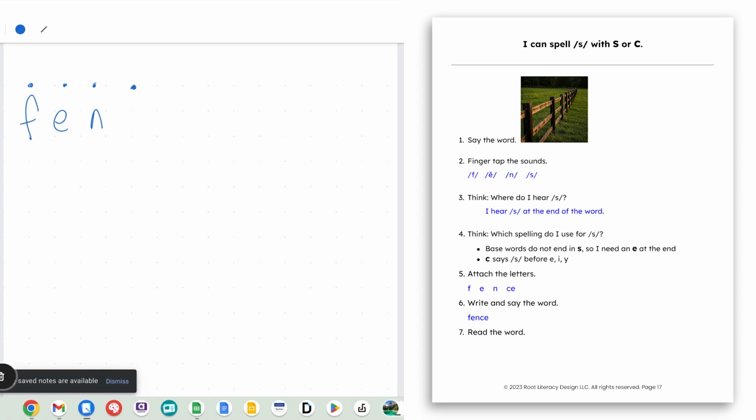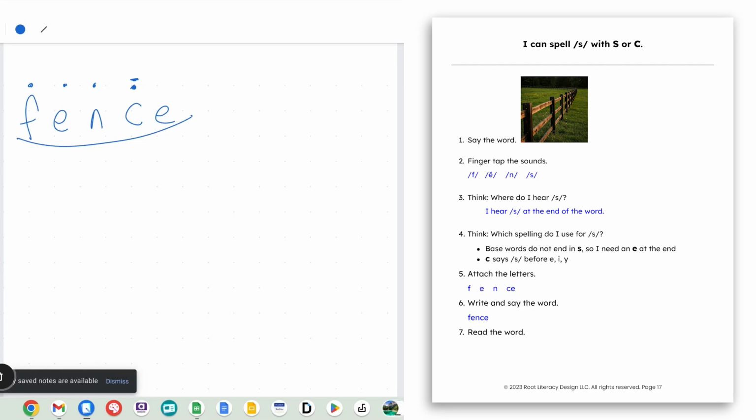but I need to start to think. I hear S at the end of this word, but I know that English words don't end in S, so I could need an E at the end, but I also know that C says S before E, I, and Y. So I would think I hear the sound S, so I would add C, E here. And then I would end with reading the word. The word is fence. Let's try another one.